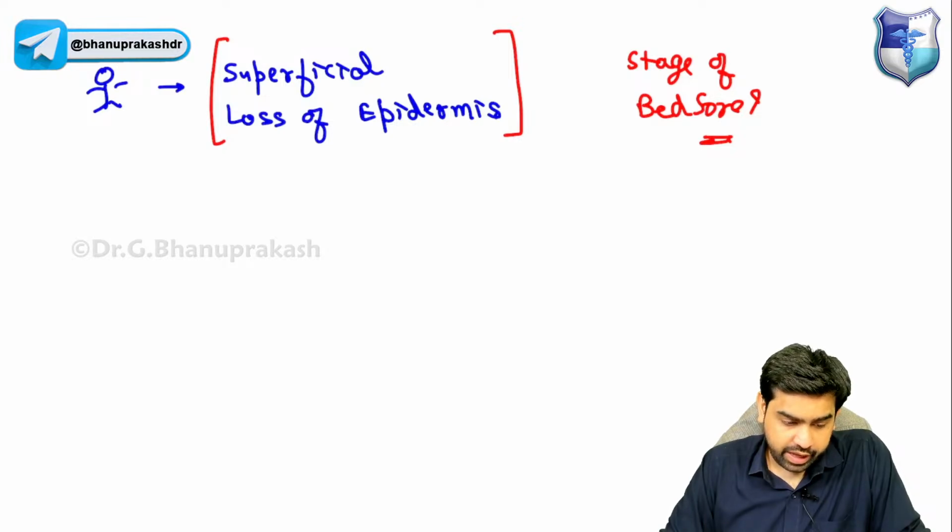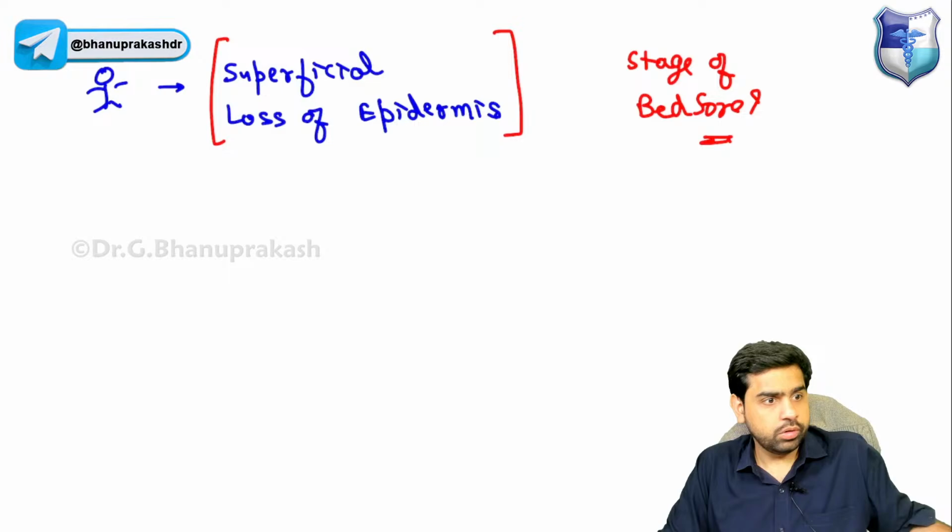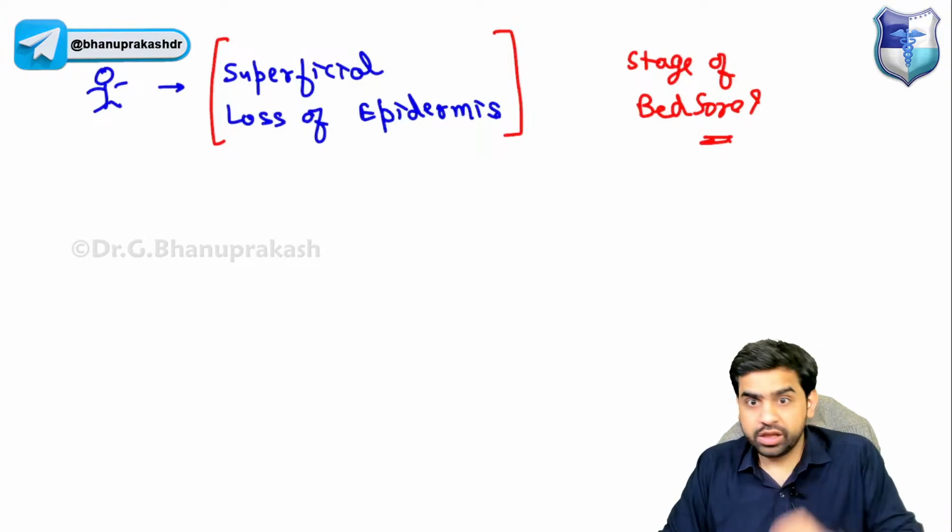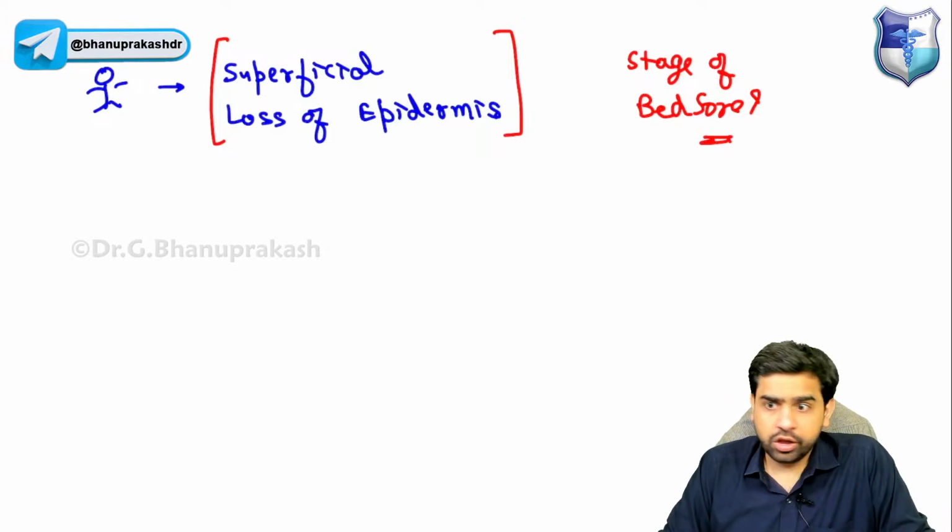So the patient is basically having a superficial loss of the epidermis. What is the stage of the bed sore? Stage 1. Okay, Karan is saying stage 1. Anybody else, guys? What is the stage of this particular bed sore? It is not 1. It is stage 2.